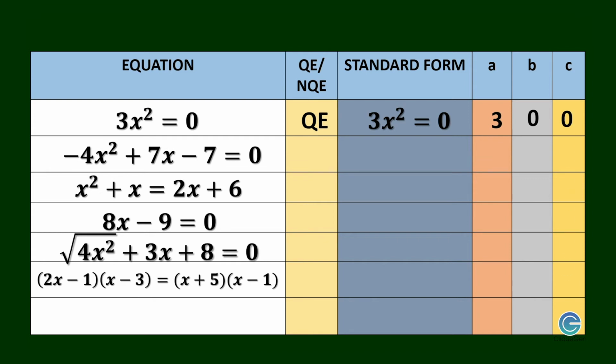Next, we have negative 4x squared plus 7x minus 7 equals 0. It is a quadratic equation and is also written in standard form. Thus, we can easily identify the values of a, b, and c. a equals negative 4, b equals 7, and c equals negative 7.